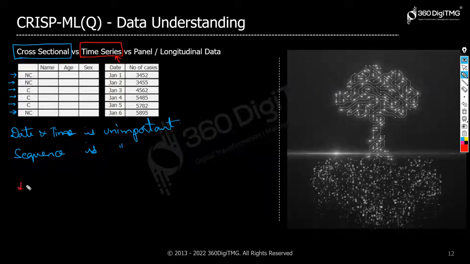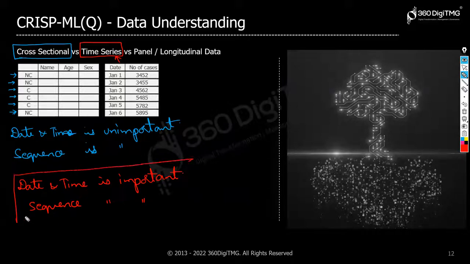So when date and time becomes important, and since you have date and time variable, you can sort the data in a sequence. And hence, sequence becomes important. This kind of dataset, wherein date and time becomes important, and hence the sequence in which you arrange the data becomes important, is called a time series dataset.